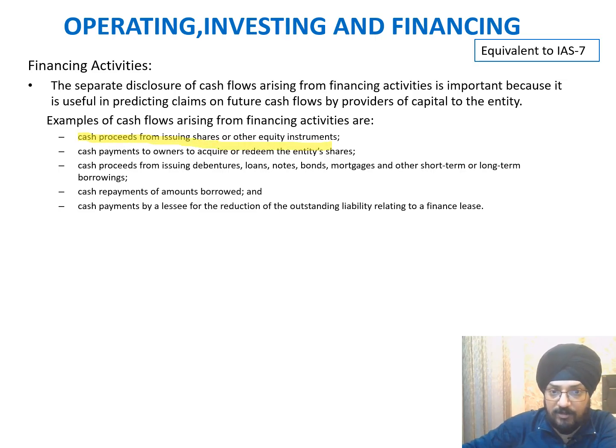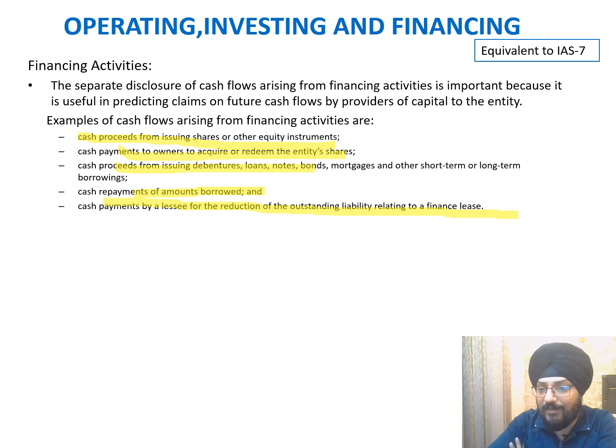Cash proceeds from issue of shares, cash payments to the owners to acquire the entity's shares, cash proceeds from issuing debentures or loans, cash repayment of amounts borrowed, cash payment by the lessee for the reduction of the outstanding liability related to the finance lease. So any amount that is an inflow or outflow on account of financing the business operations is largely taken as a financing activity. With this, we are clear in terms of what the operating, financing, and investing activities are, because the understanding of these three terms is critical while we are preparing the cash flow statements. So we'll move to the next slide then.